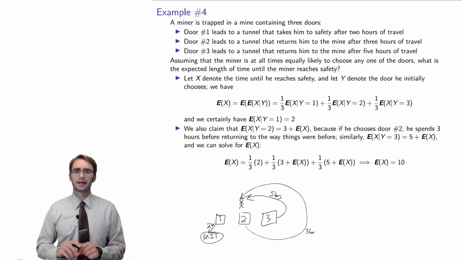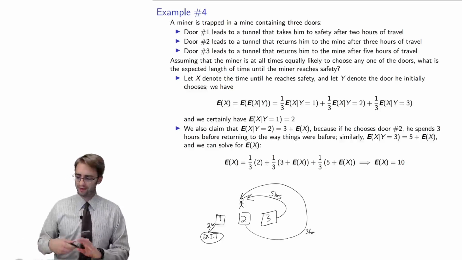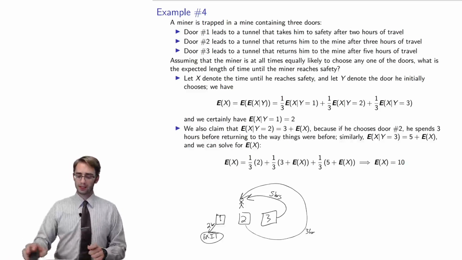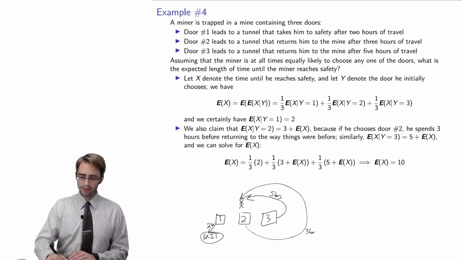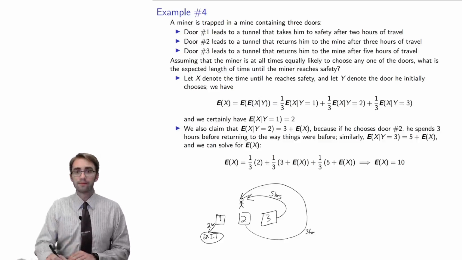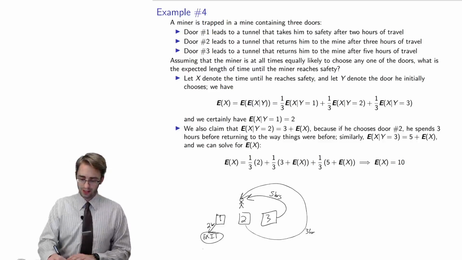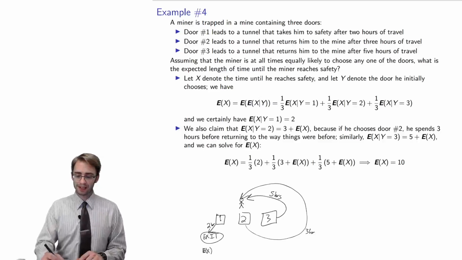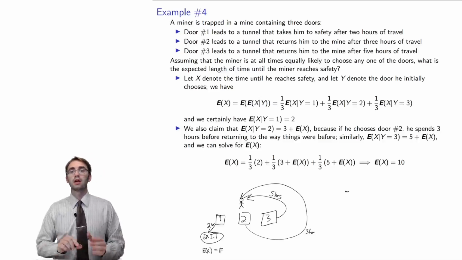Let x, not surprisingly, be the time until he reaches safety. And then we'll say that y will be the door that he initially chooses. So that's 1, 2, or 3. So I'll make a little note right here. So we'll do this. Expected value of x. Again, first we'll just start by writing that law of iterated expectation out. So expected value of x is equal to expected value of x given y.